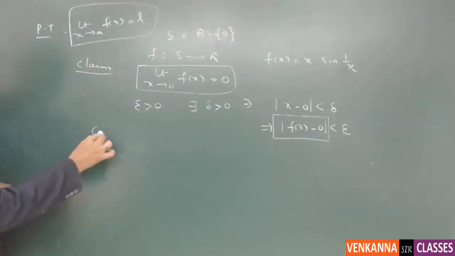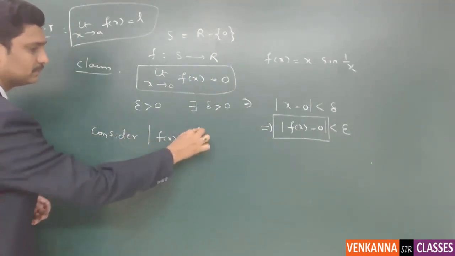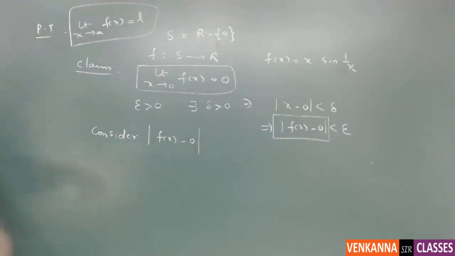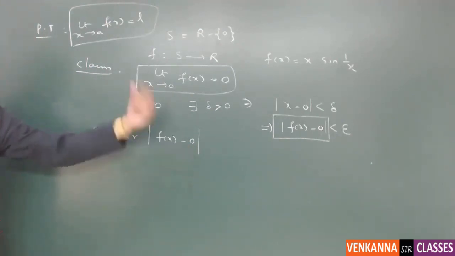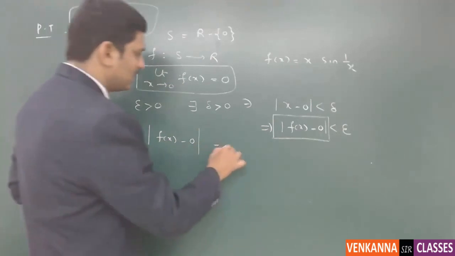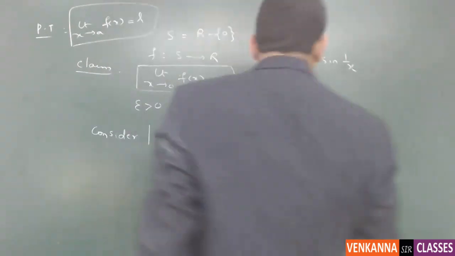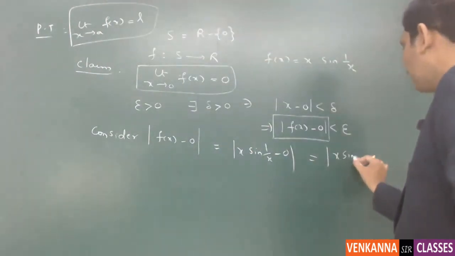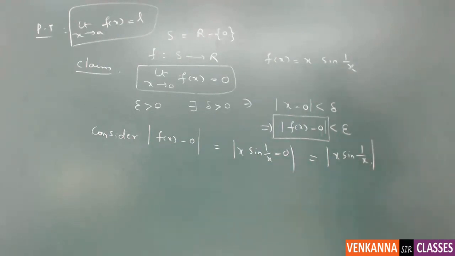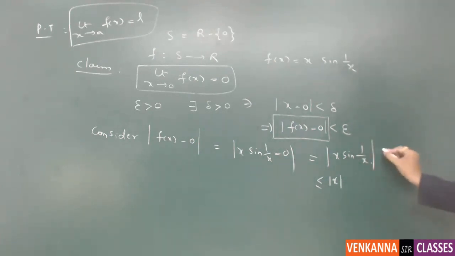So you consider modulus of f of x minus 0. f of x is nothing but our function. Here 0 is nothing but the real number, the limit of the function that you are claiming. So if you consider the value, it is equal to modulus of x into sine 1 by x minus 0, equal to modulus of x into sine 1 by x. So I can say it is less than or equal to modulus of x. Why? Because it is equal to mod x into mod sine 1 by x, and this value is less than or equal to 1, we know.